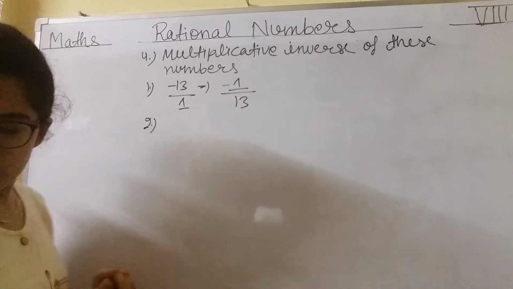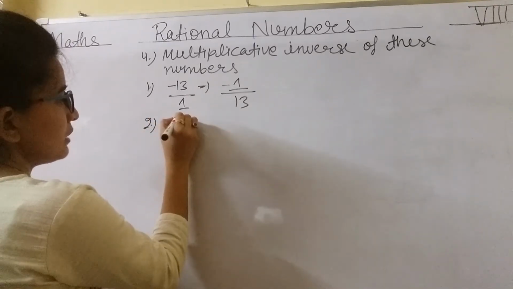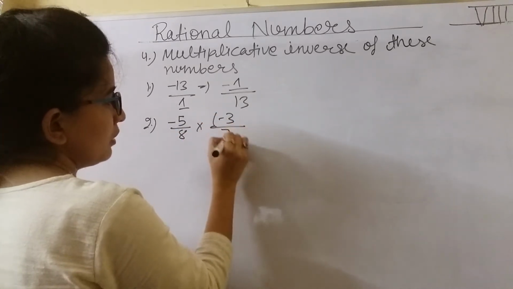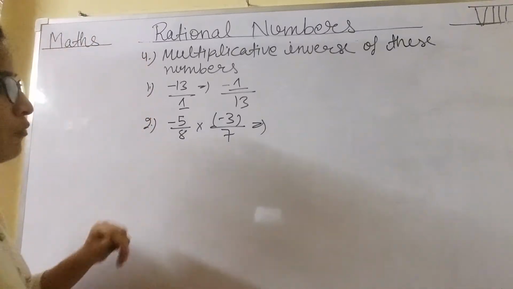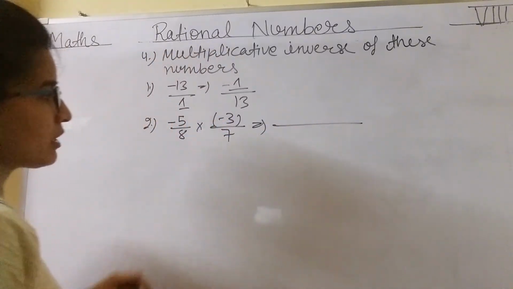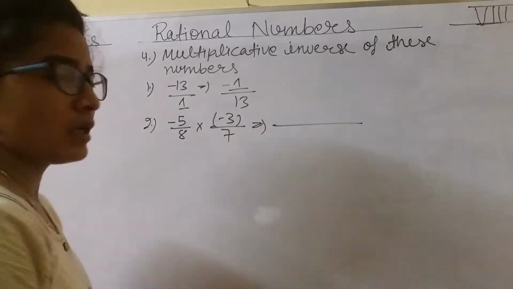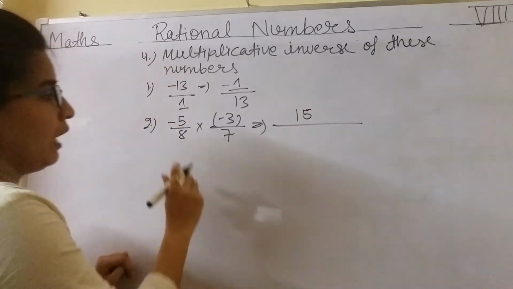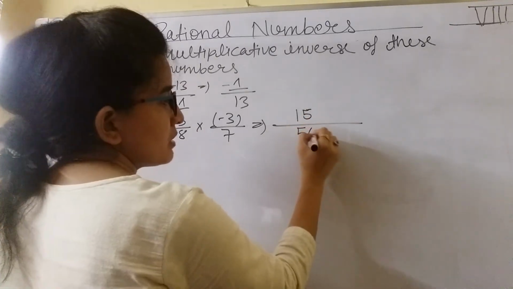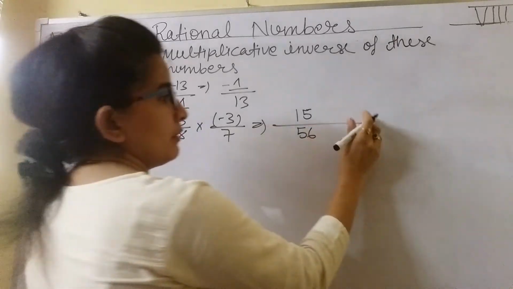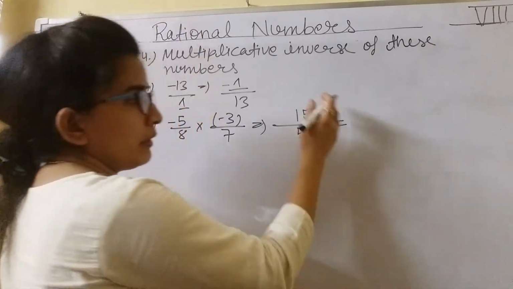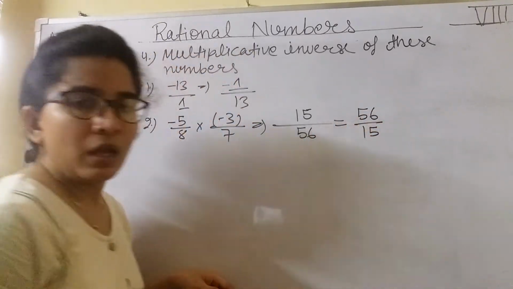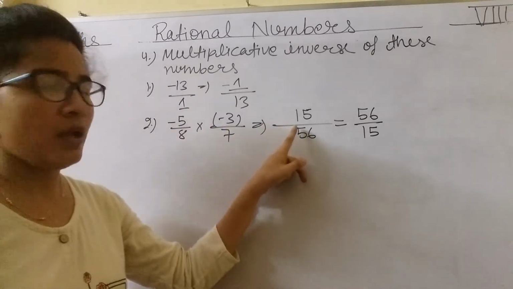Now the next question is minus 5/8 into minus 3/7. For writing down the multiplicative inverse of this term, I have to solve this first. That will be 5 into 3 is 15, and 8 sevens are 56. Now I have to take the reciprocal. I will write the denominator in the place of the numerator, that will be 56/15, and the sign minus will be plus here.